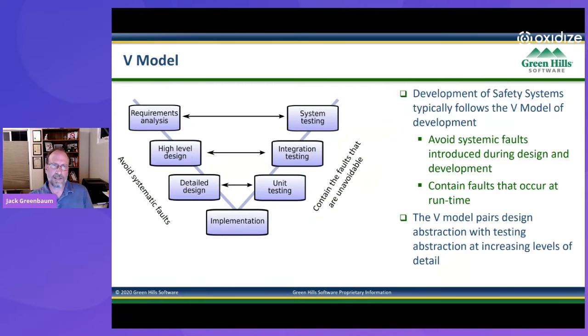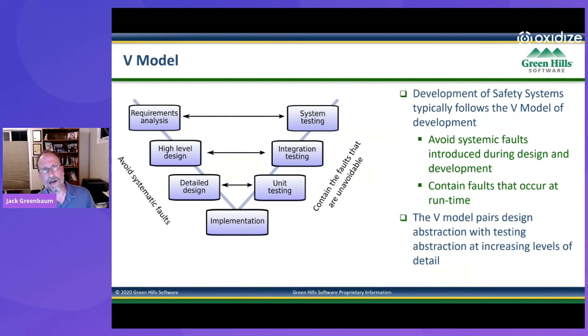So typical development of safety systems follows a V model of development. Down the left side, you do the design work to avoid systematic faults. That is faults that are due to failures in your systems, failure in your processes to engineer a correct system. You should be able to anticipate these and mitigate those risks.